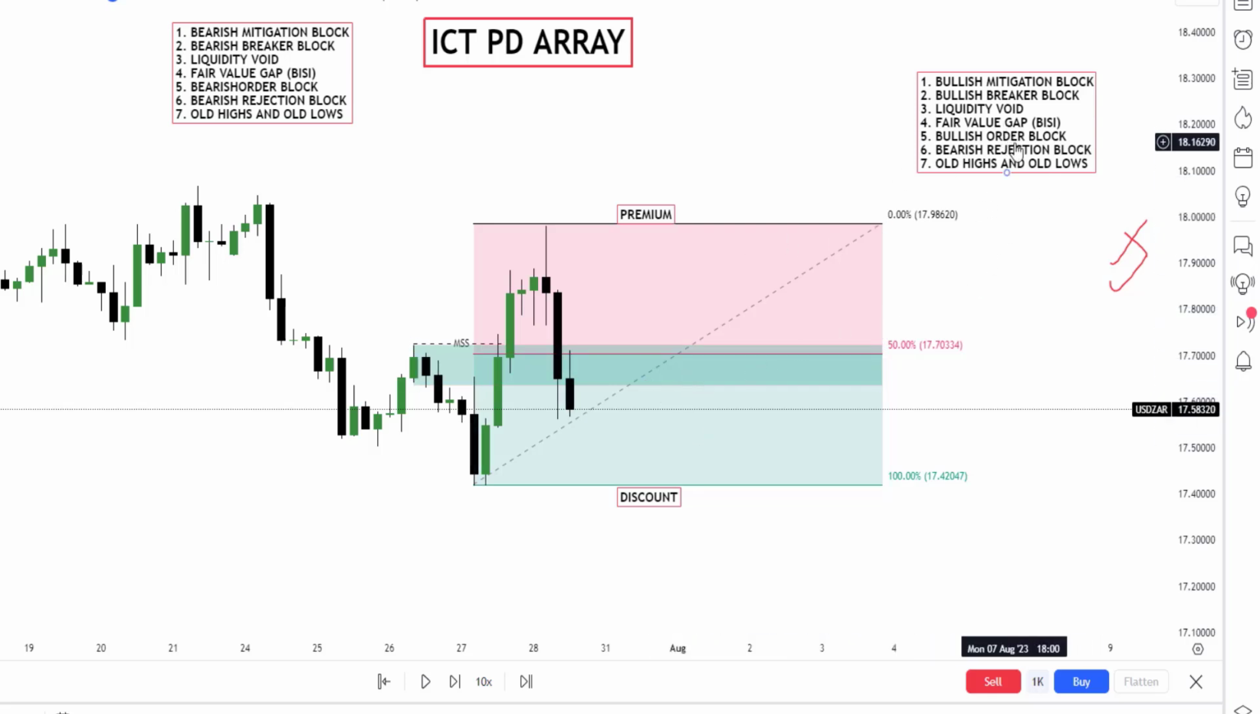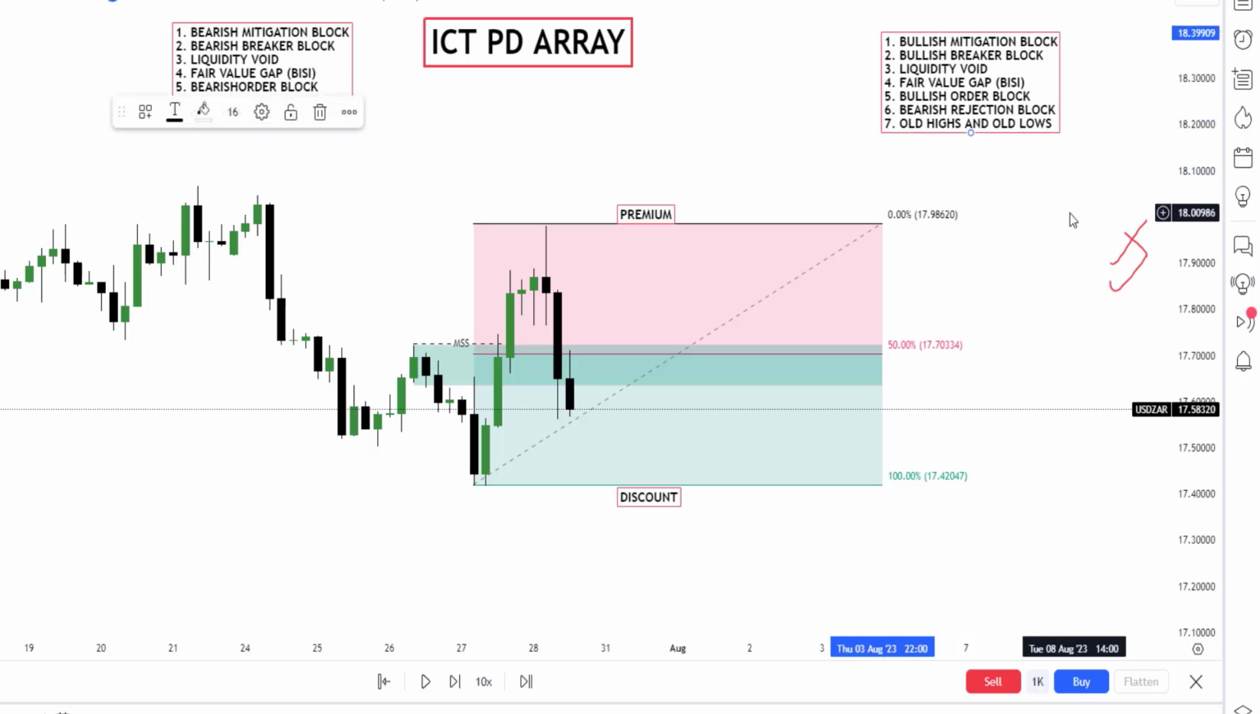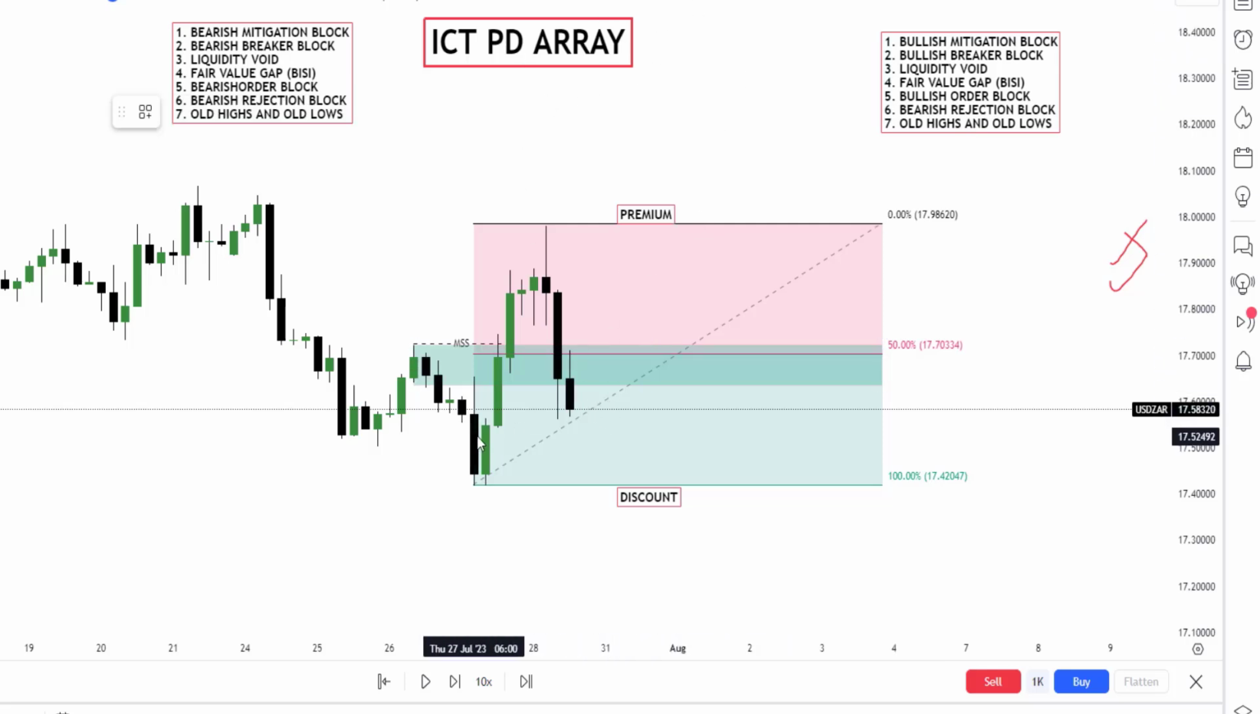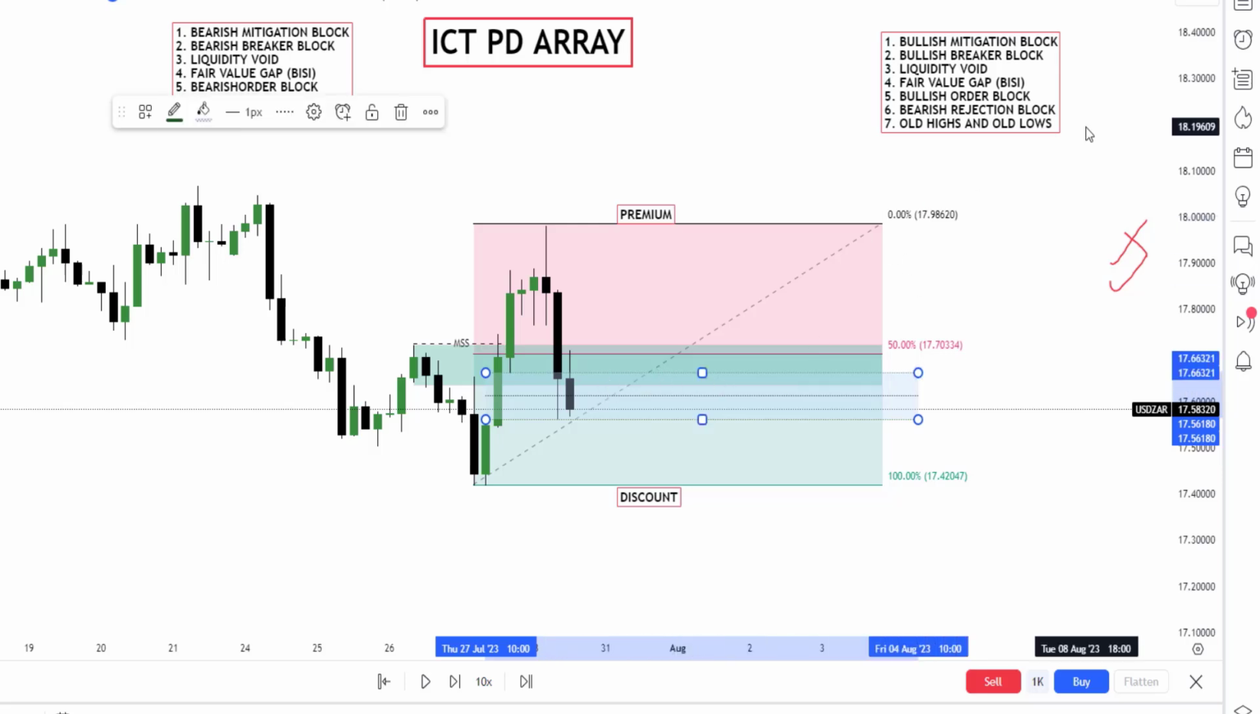All right. So the next one is a fair value gap. Price will locate a fair value gap. Always, this is what price does. And what is a fair value gap? A fair value gap is simply when you have an imbalance. And this is it. This particular fair value gap we are looking for is called BISI, buy side imbalance, sell side inefficiency. That's in the absence of these two. If there is no mitigation block, there is no breaker block, then it will fill up liquidity void to a point where it looks for a fair value gap.